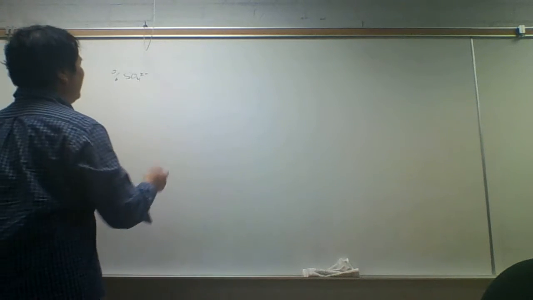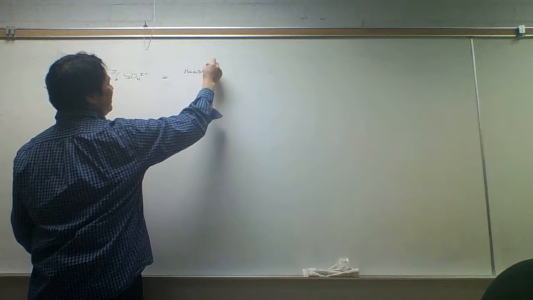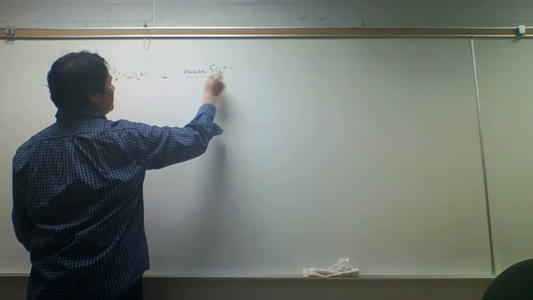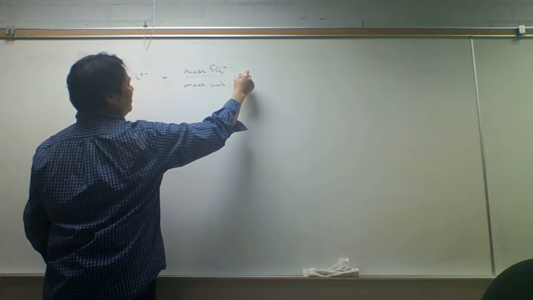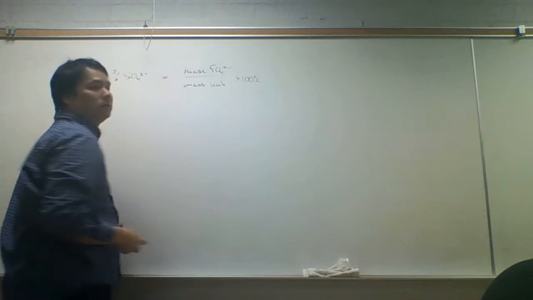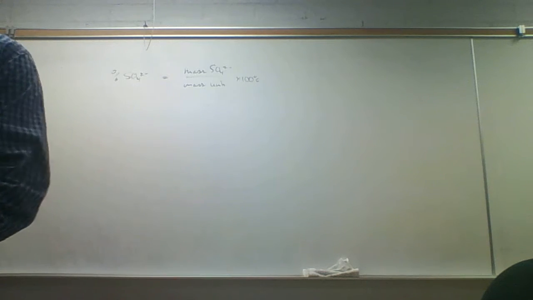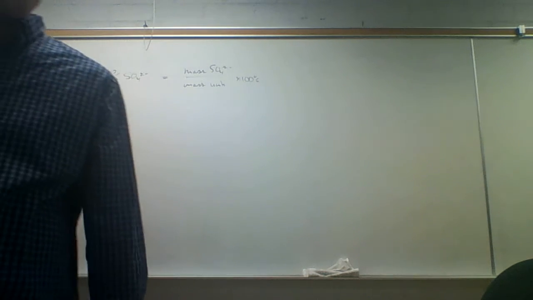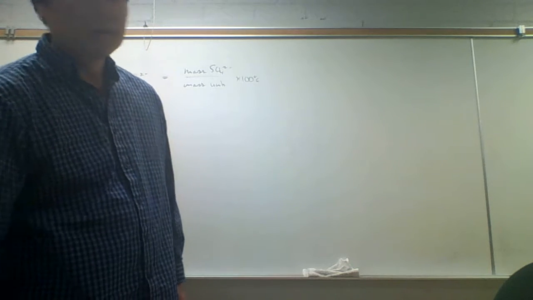We want the percent sulfate in the unknown sample. The percent sulfate is going to equal the mass of sulfate over the mass of the unknown times 100%. And so that's basically the calculation there. How do we get these values here?